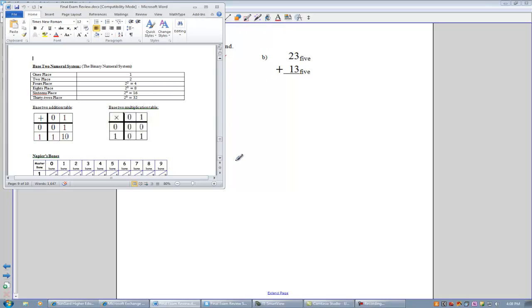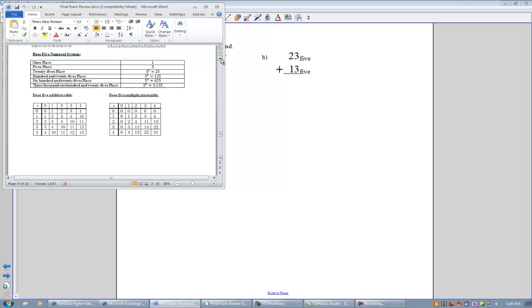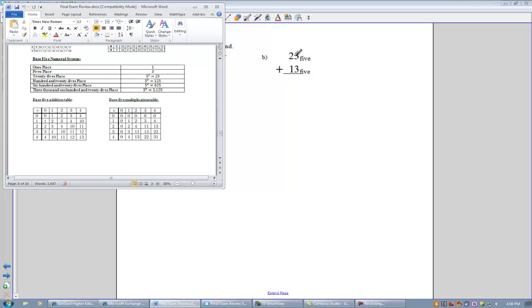Over here on this side, what do we have? Now we're base 5. So let's go up and look for the base 5 numeral system, which is right here. And so I add 3 and 3, and now I know that's 6, but in base 5 it's going to be something else, because in base 5, remember, you can always use 0, 1, 2, 3, and 4. Those are the only numerals you have. So 3 plus 3 is actually 11 in base 5, so you write 1, and you carry the 1. 1 plus 2 is 3, and plus 1 is 4. So this is 41 base 5.